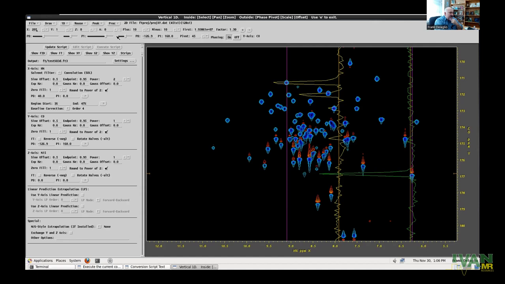What do you think, right? But look at the phase correction values. We know that the correct first order phase correction should be about 180. But when we do it by eye, we get a value of 160.